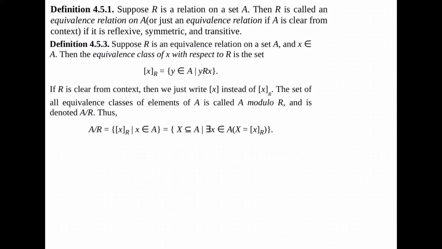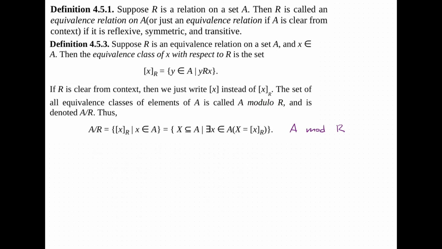So if we have an equivalence relation on a set A, and we have that X is in A, we define the equivalence class of X with respect to the relation R to be the set bracket X subscript R, and that's the collection of all Y in A such that Y is related to X. Whenever R is clear from context, we drop the subscript. And then we define the set of all equivalence classes of elements of A under that equivalence relation to be A modulo R or A mod R. So in Bellman, he says A modulo R. Oftentimes we simply just say A mod R.